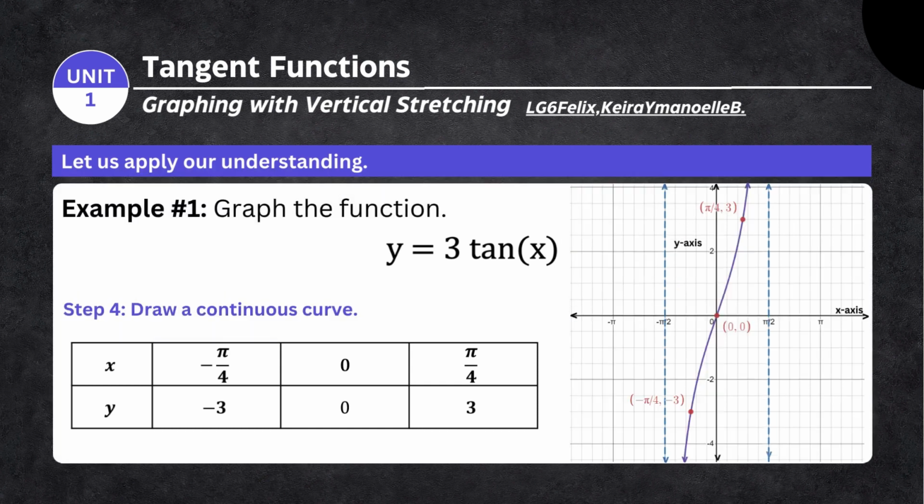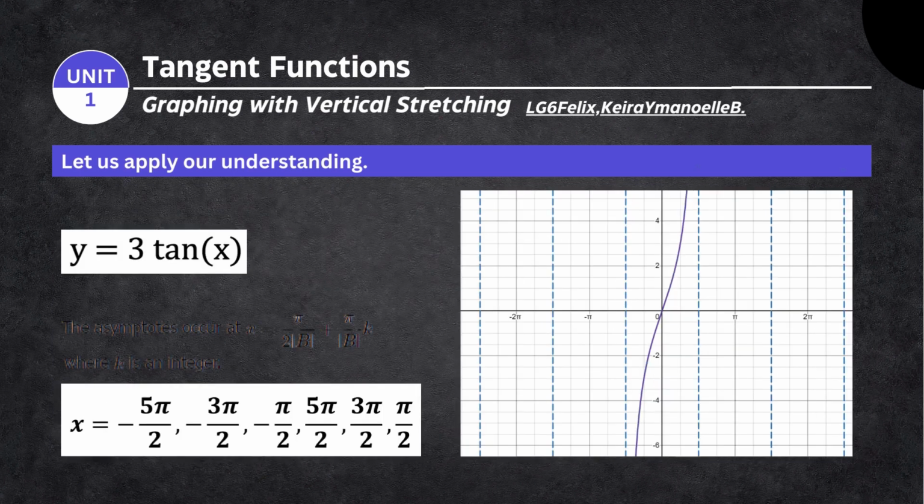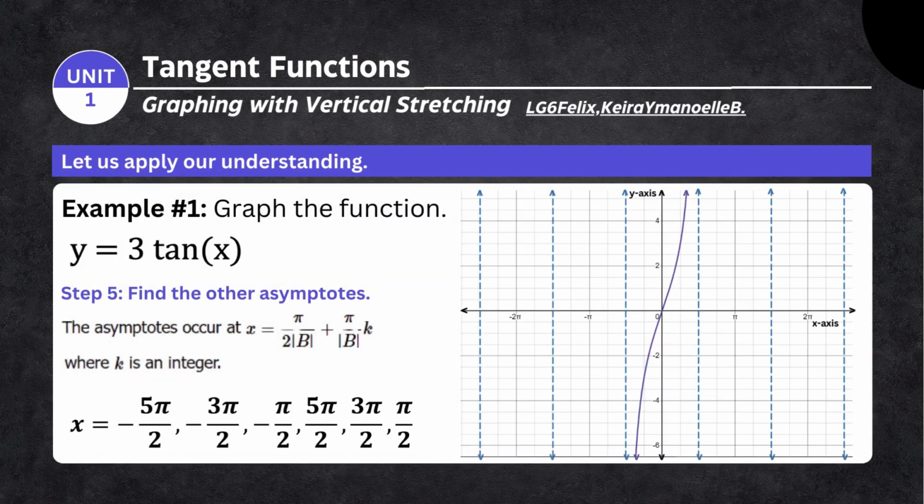Step 4 is to draw a continuous curve through the plotted points. Step 5 is to find the other asymptotes. It is said that the asymptotes occur at x is equal to pi over 2 multiplied by the absolute value of b, plus pi over the absolute value of b times k, where k is an integer.